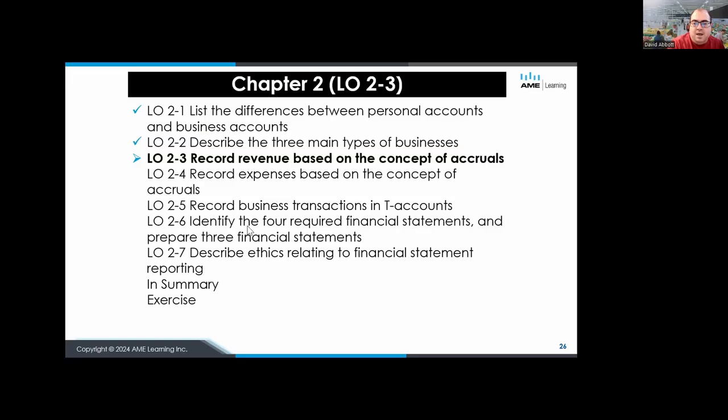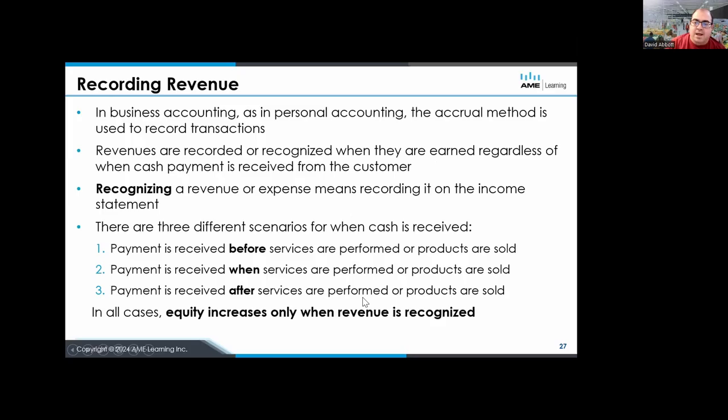So now we're going to look at how we record revenue based upon the concept of accruals. In business accounting, as in personal accounting, the accrual method is used to record transactions. Revenues are recorded or recognized when they are earned, regardless of when the cash payment is received from the customer. Recognizing a revenue or expense means recording it on the income statement.